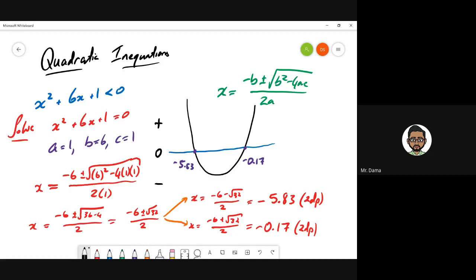So my question is asking, for what values of x, remember this is your x-axis, is the parabola above or below? We're looking at less than, so it is below the x-axis. And so the parabola is below the x-axis between this point and this point. And so my final answer is negative 5.83 is less than x is less than negative 1.17, so as to say that x is between them.